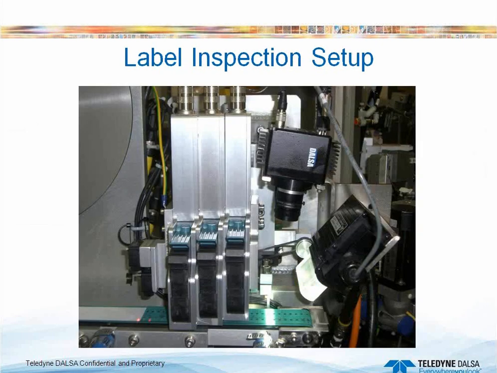Here's a little bit of the setup. Again, the print head prints, and then when the label gets printed, the line scan camera with the line light.